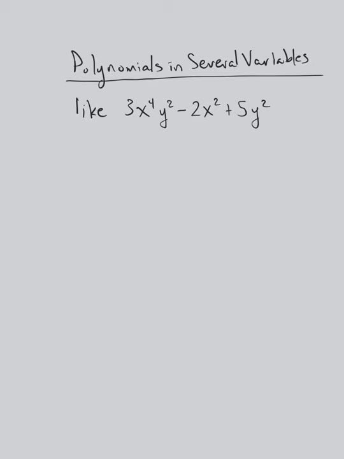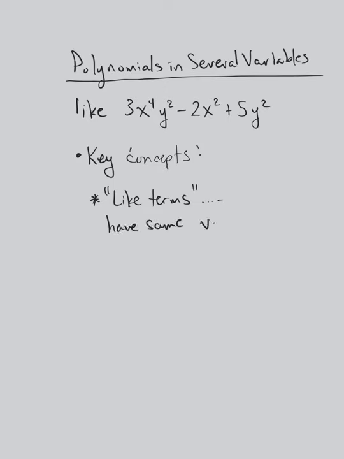Okay, and so there's nothing new if you've been through all the videos that I've put in, and the key thing is to understand two key concepts that we've talked about. The first one is this idea of what makes something a like term, or what constitutes like terms. Okay, and these are terms that have the same variables to the same powers.